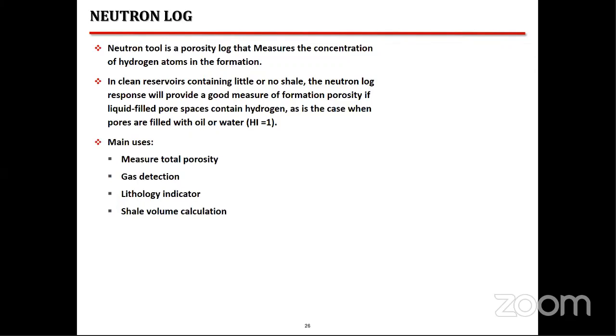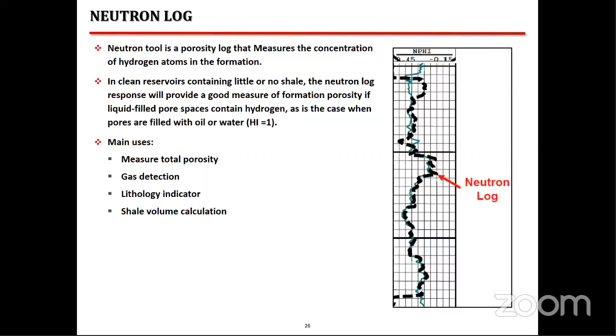The main uses of a neutron log are to measure the total porosity, detection of gas in the reservoir, a lithology indicator, and calculation of shale volume. The figure is a typical neutron log with the scale being from 0.45 to minus 1.5.